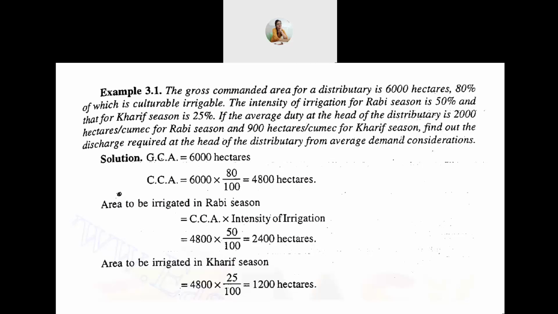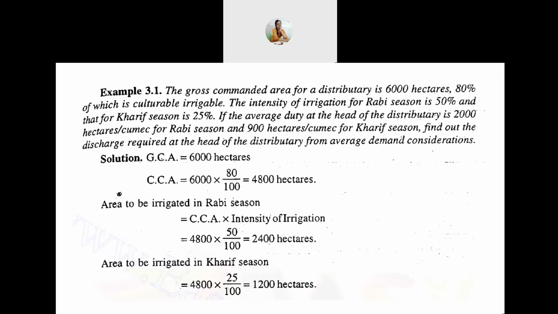The cross-commanded area for a distributor is 6,000 hectares, 80% of which is culturable irrigable. The intensity of irrigation for Rabi season is 50% and that for Kharif season is 25%. If the average duty at the head of the distributor is 2,000 hectares per cubic for Rabi season and 900 hectares per cubic for Kharif season, find out the discharge required at the head of the distributor from average demand considerations. So the solution is GCA is equal to 6,000 hectares, which is already given.